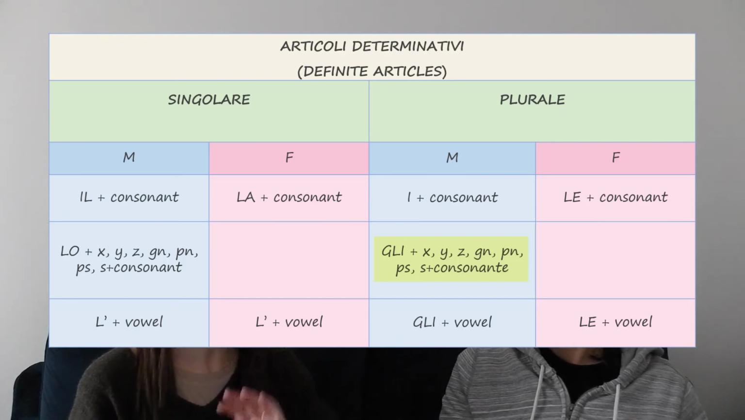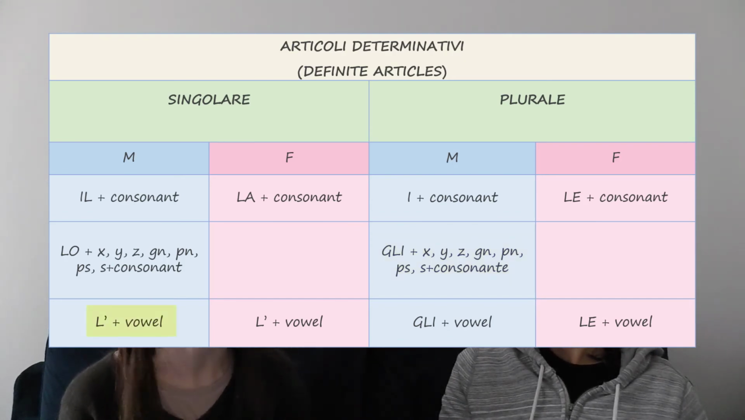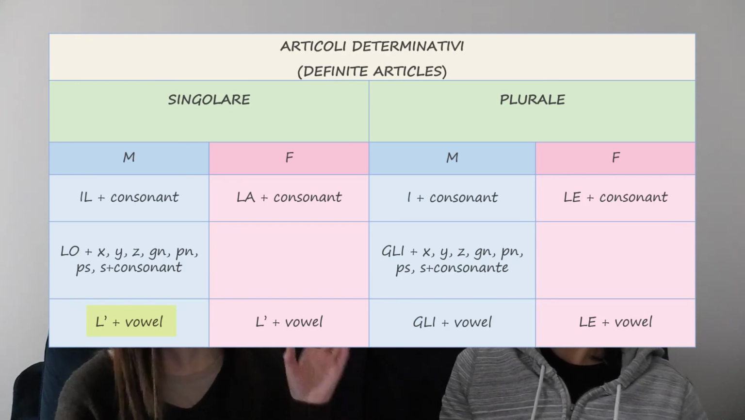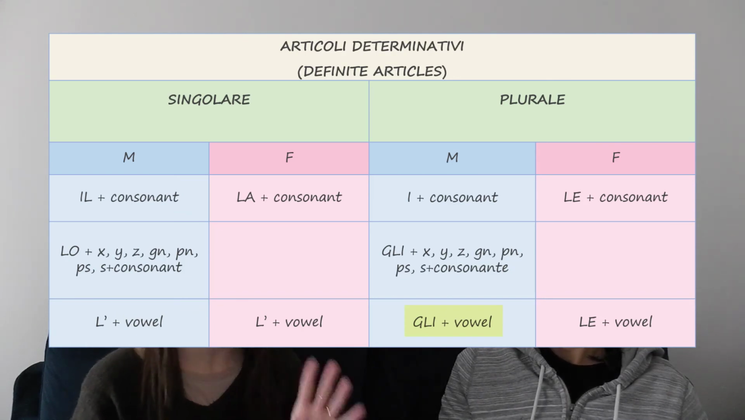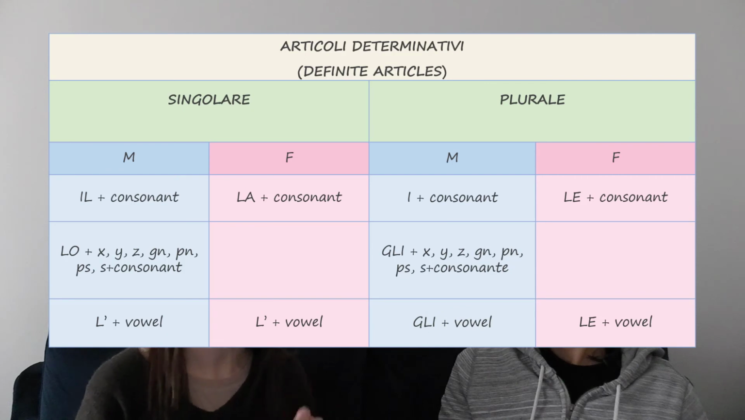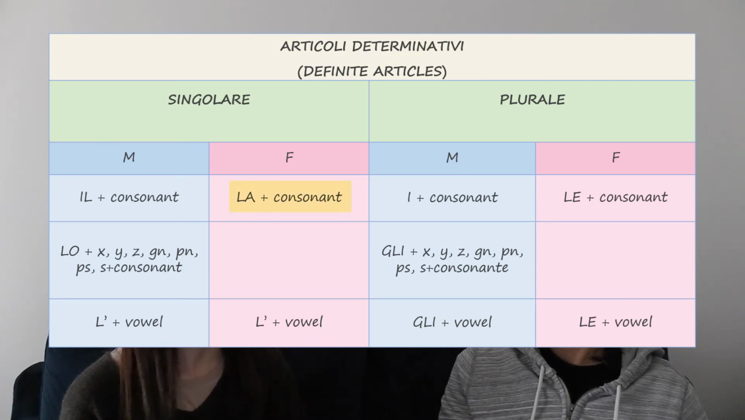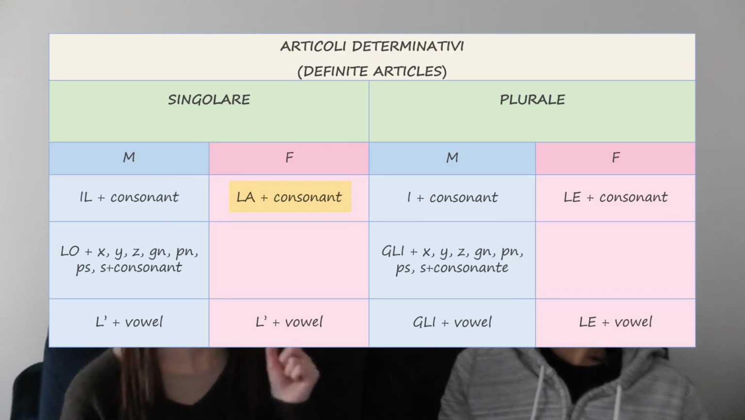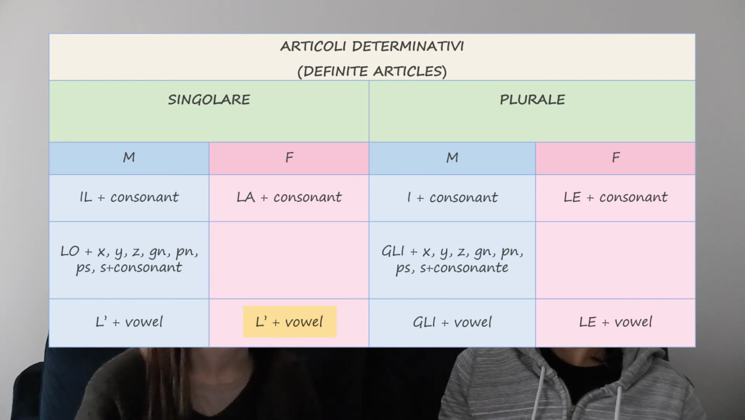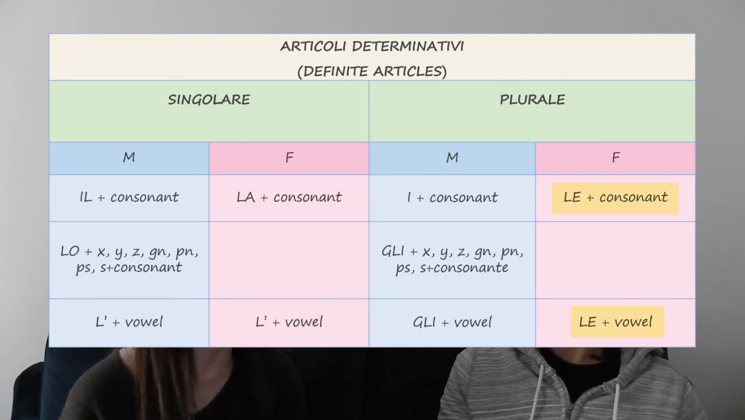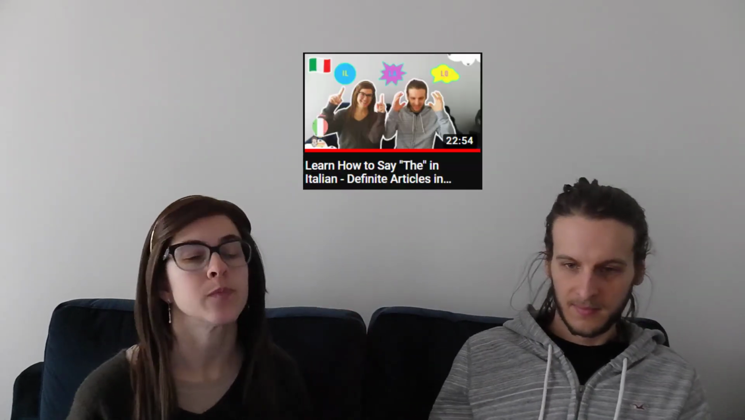Then we have masculine nouns that start with a vowel, which use l' in the singular and then gli in the plural. This is for masculine. Now for feminine we have la for a feminine noun that starts with a consonant and l' for a feminine noun that starts with a vowel. In the plural, in both instances, we use le, so much simpler. If you want to know more about the rules, when we use them and when we don't, it's in the lesson from last time.